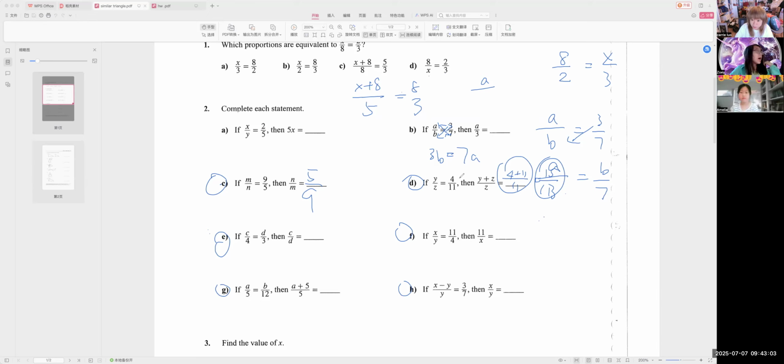So y over z equals 4 over 11. So that means, is it possible y equals 4, z equals 11, y equals 8, z equals 22, y equals 12, z equals 33? Zoe, let me ask you. Right? So if y equals 4, z equals 11, so y plus z over z, is it possible to equal 4 plus 11 over 11? Or 8 plus 22 over 22, or 12 plus 33 over 33? So can you simplify these three for me?